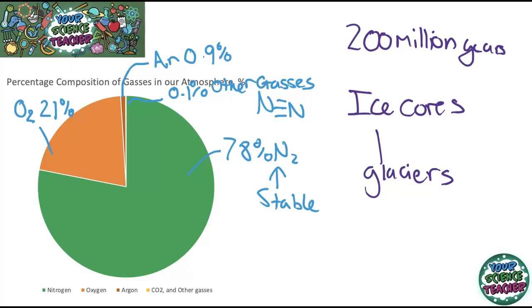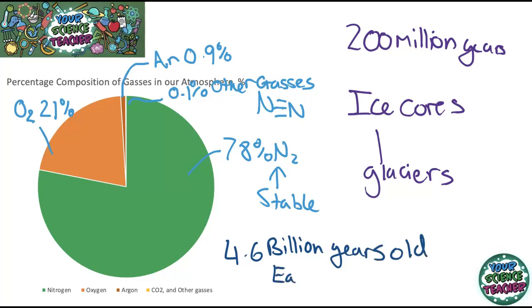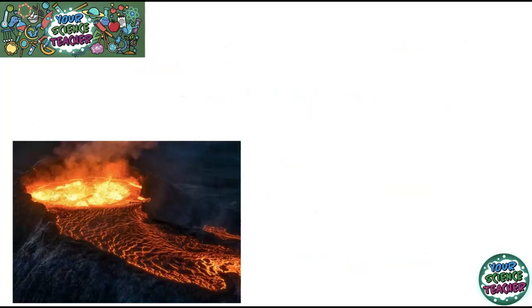But as you're probably very aware, our planet is not 200 million years old. It's actually 4.6 billion years old. So what was its atmosphere like all of these years ago? Well, in fact, when the Earth was first formed, it didn't have an atmosphere.